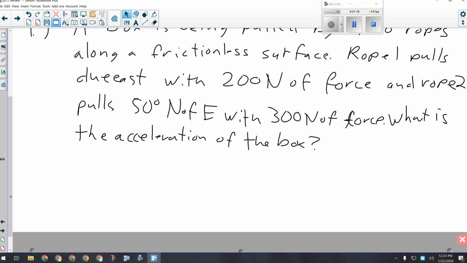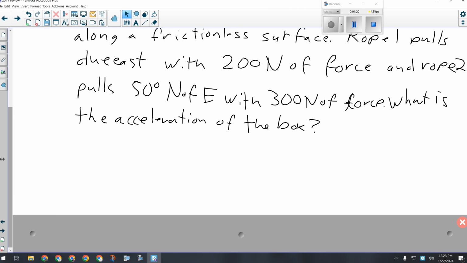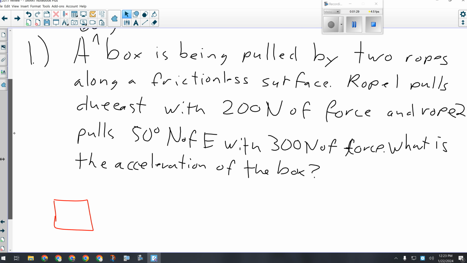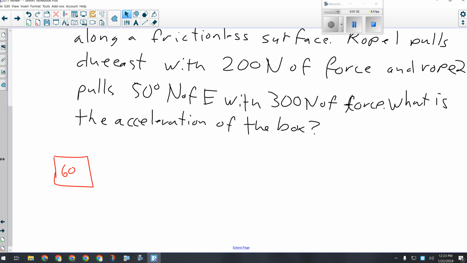I don't know if I have that here, but it looks like I took it off. So we start out then with this. We've got our box that has a mass of 60 kilograms, and it's being pulled due east by 200 newtons, and then 300 newtons, 50 degrees north of east. So there's my free body diagram.